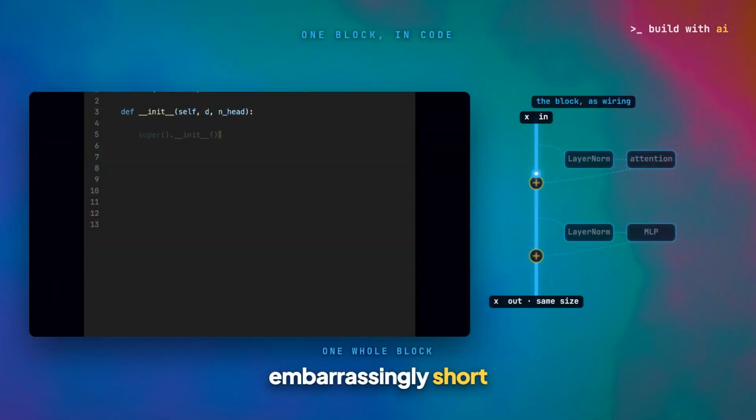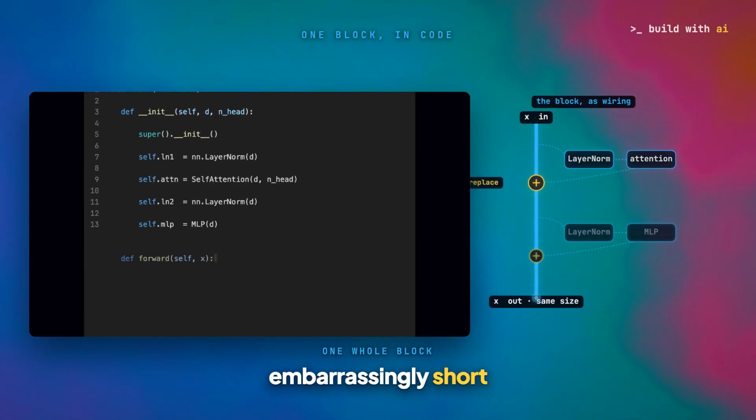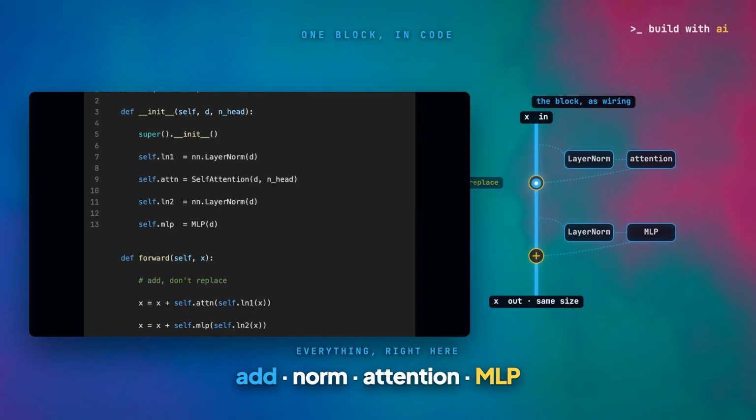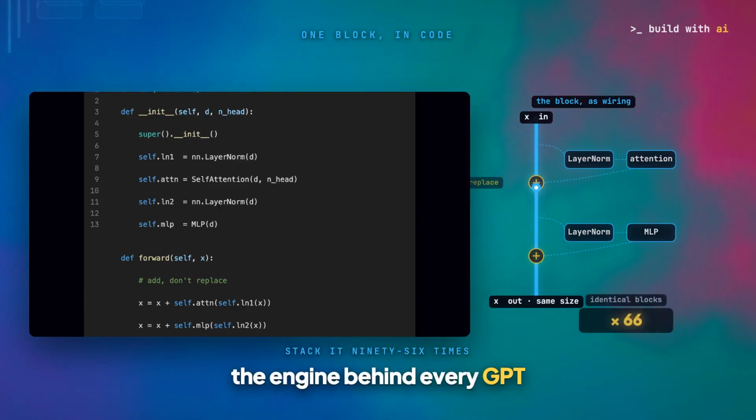Strip away the tensors and one whole block is almost embarrassingly short. Normalize, attend, add it back. Normalize again, run the MLP, add it back. That's it. 2 lines carry the entire architecture. Everything you've heard about right here, the residual add, the 2 layer norms, attention, and the feed forward. Stack this one class 96 times and you have the engine behind every GPT.